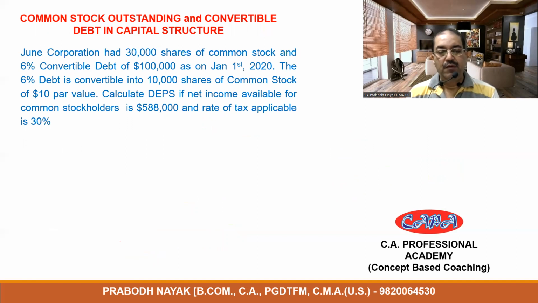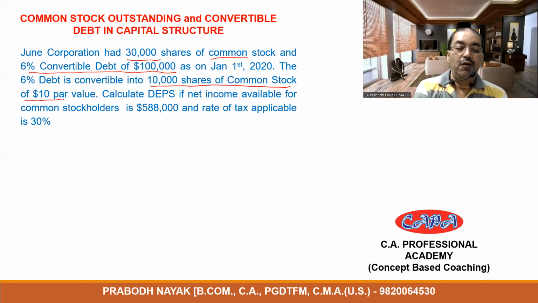What is the change? June Corporation had 30,000 shares of common stock, 6% convertible debt of $100,000 as on Jan 1st. The 6% debt is convertible into 10,000 shares of common stock of $10 par value. Calculate DEPS if net income available for common stockholders is $588,000. So what we are now having is, instead of preferred stock, convertible debt. Interest. 588,000 is the amount of net income available for common stockholders. Rate of tax given is 30%.